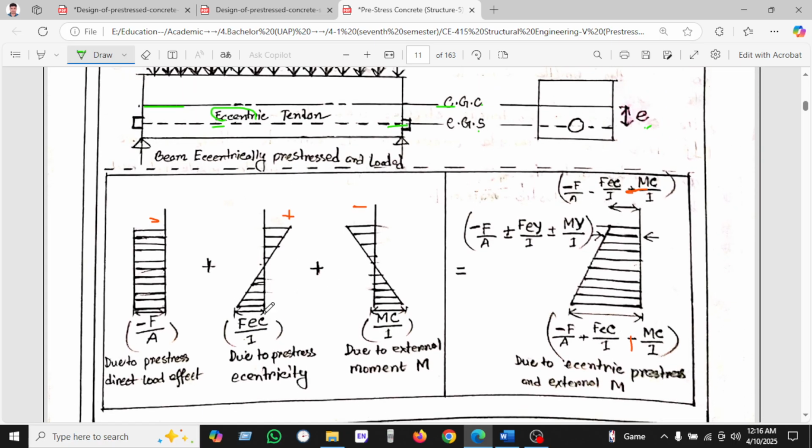Okay, let's see, there are three types of stress. The stress due to prestress direct load effect, which is stress -F/A. Another stress due to prestress eccentric load, so Fec/I. And another one is due to external moment. If we summarize the three, we get -F/A ± Fey/I ± My/I. So it will be due to eccentric stress of external moment. You can see one portion is coming here extra, which is due to prestress eccentricity.